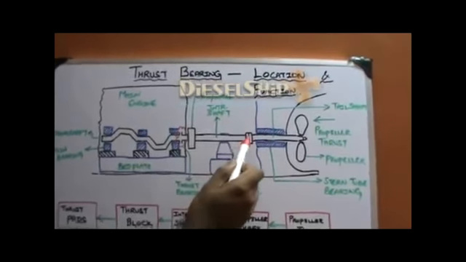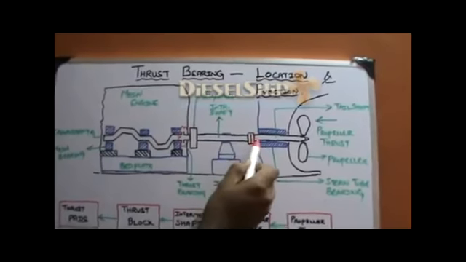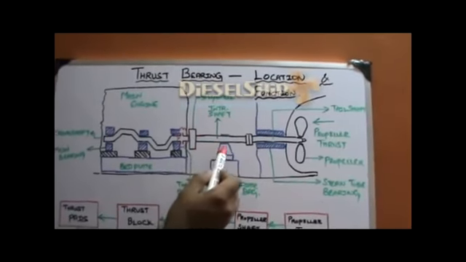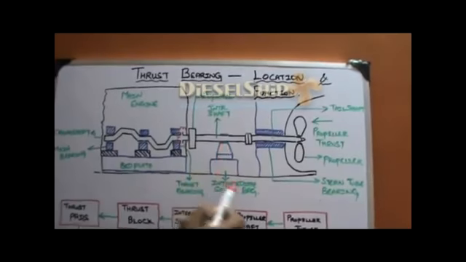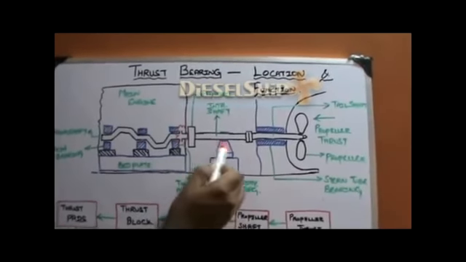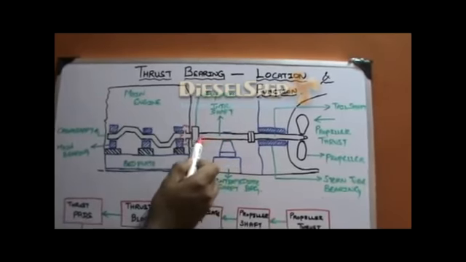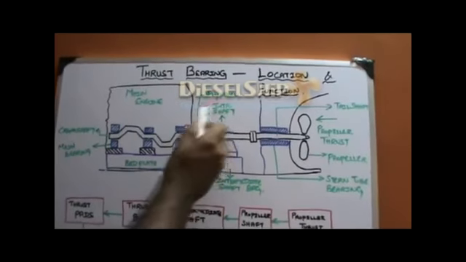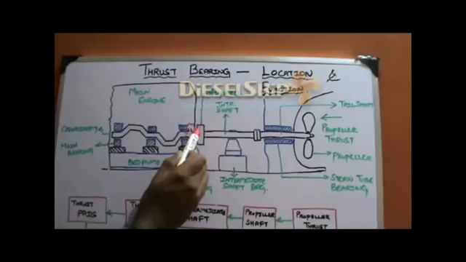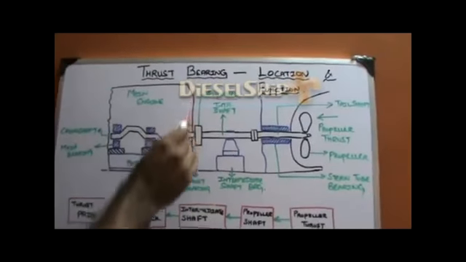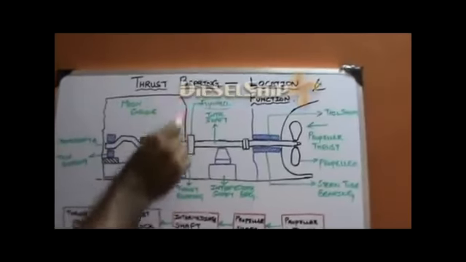Here is the connection between the propeller or tail shaft and the intermediate shaft. This is the flange, and the intermediate shaft runs over here, supported by the intermediate shaft bearing. This is connected to the flywheel of the main engine. This is the flywheel, and I have marked it as flywheel over here. Let us assume this to be the main engine complete structure.